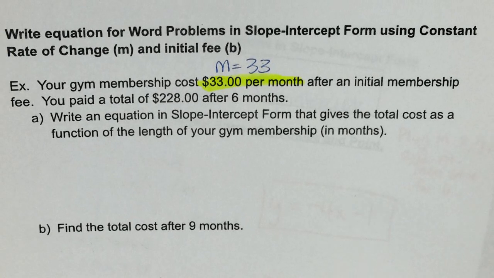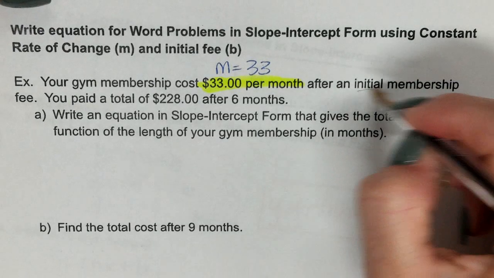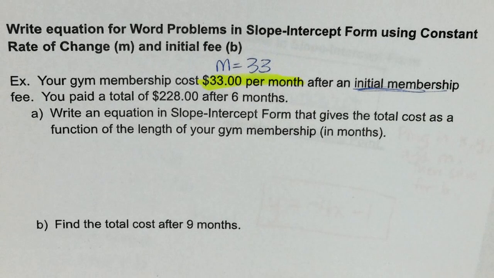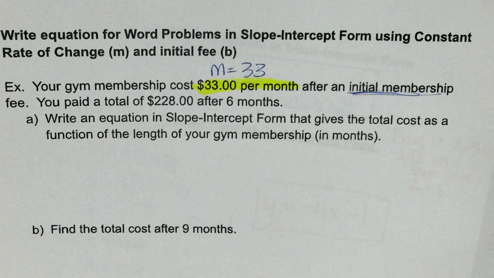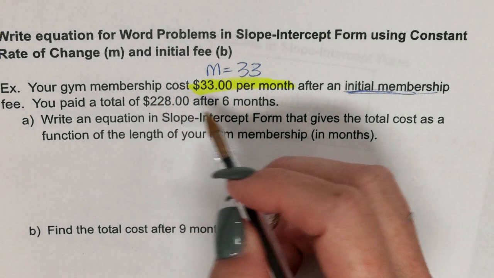Then they said after an initial membership fee, but they didn't give you the initial membership fee. So you're going to have to solve for the B. You're going to have to solve for the y-intercept because that initial membership fee is the B. They just didn't give it to you. Then they said you paid $228 after 6 months.